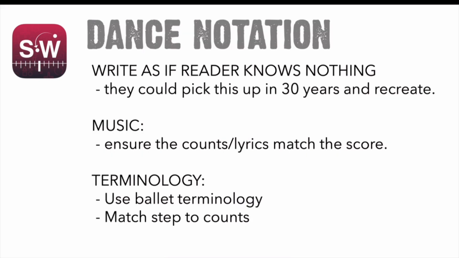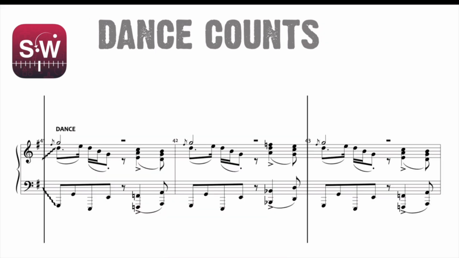choreography. It's a great idea when you're notating dance and movement to write as if the reader of this knows nothing, so they could pick this document up in 30 years and recreate it. You want to make sure that the music and the counts are matched up in the score, and it's a great idea to use ballet terminology, which has stood the test of time, and really want to match the steps to the count. So if you get the score like this, generally you'll break this up.